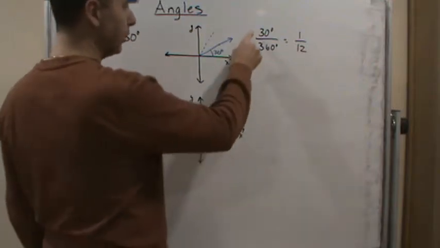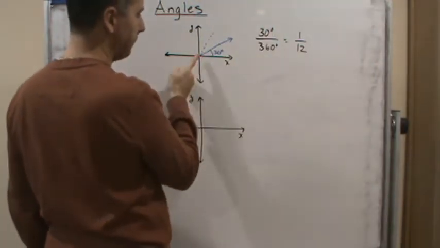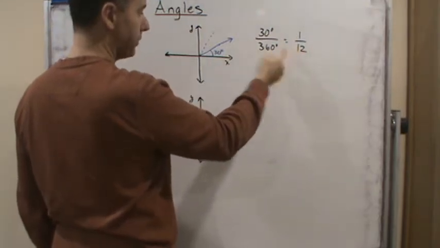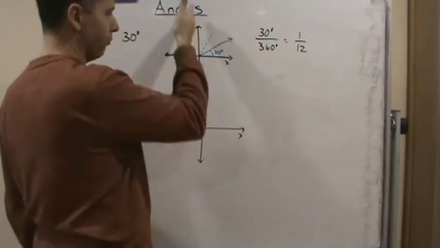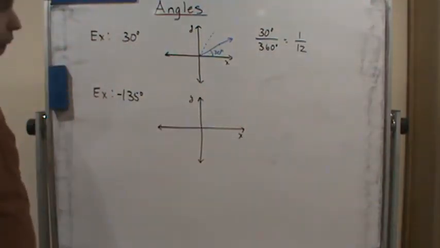Now, if I did 60 degrees, think about this. I'd be 2/12, so I'd be up here. 60 degrees would be here. And then if I did 90, I'm right at the quadrantal angle.